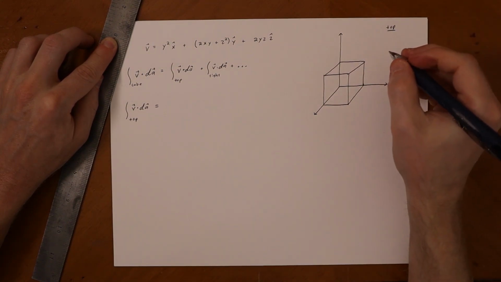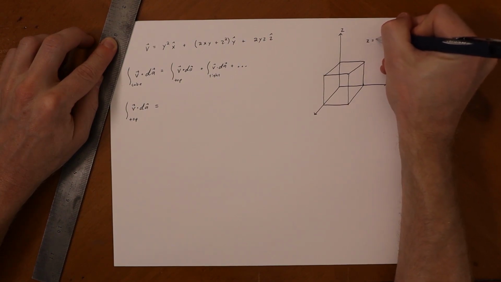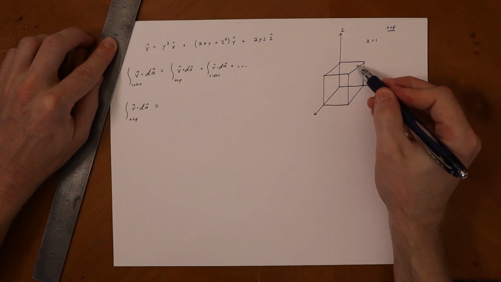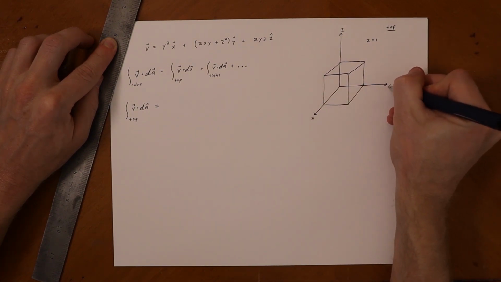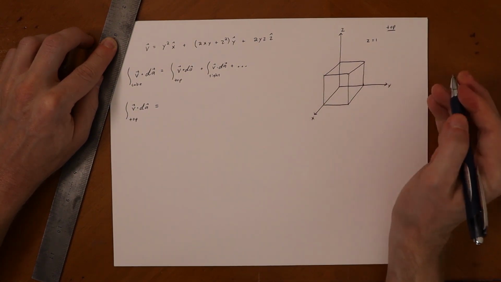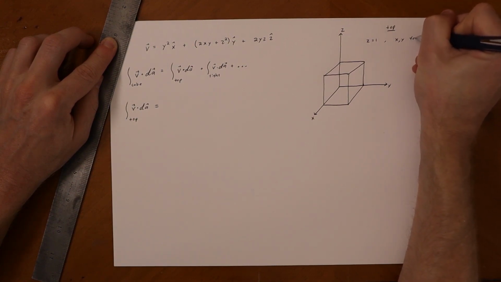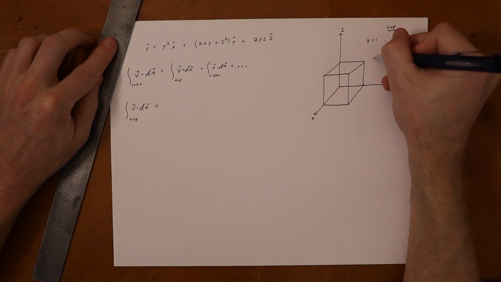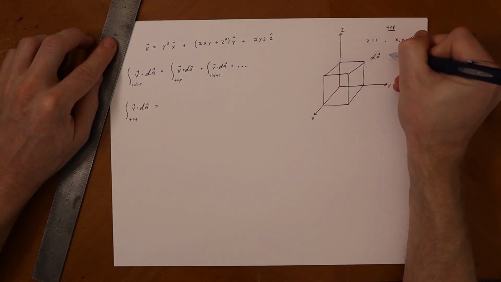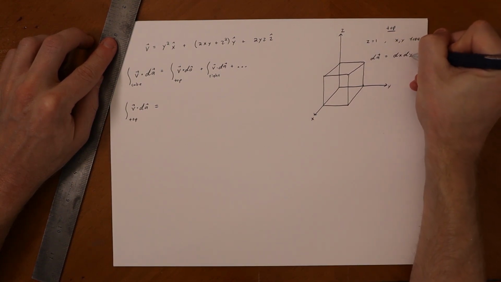On the top, the z-coordinate is constant. The z-axis here shows us in this picture that the top of the cube is described by z equals 1. The x and y coordinates change over the top, so I'm going to write x and y are free. They vary between 0 and 1. This means that our area element on the top is going to involve dx and dy.